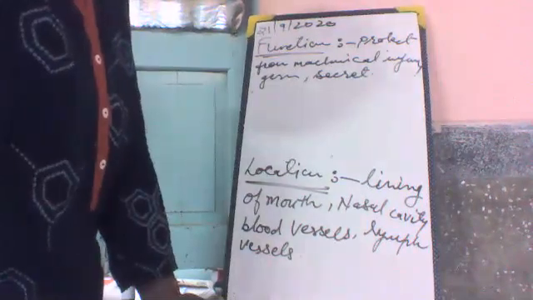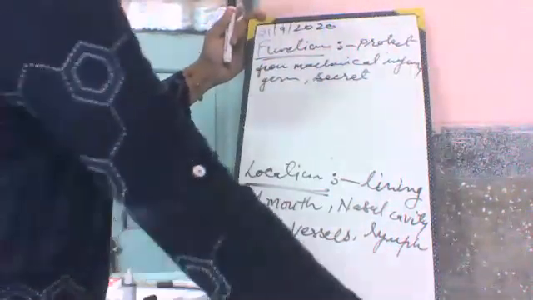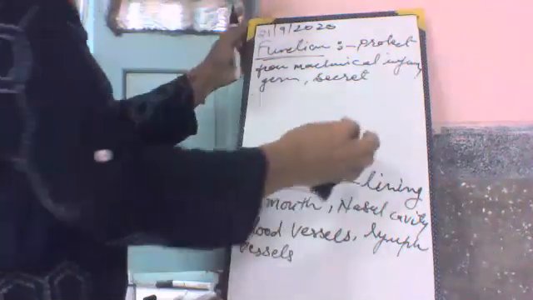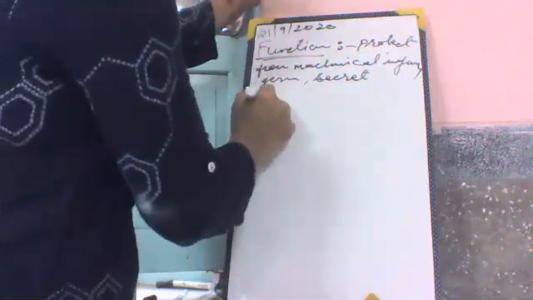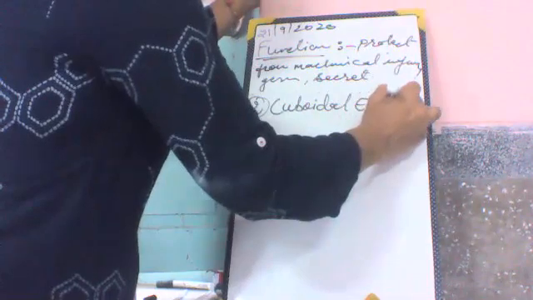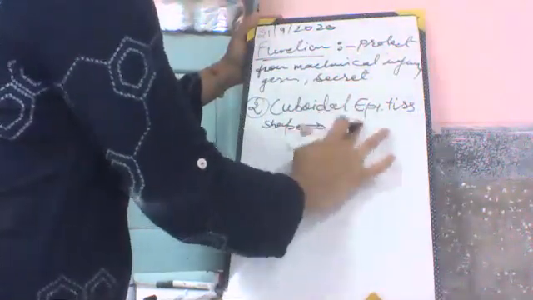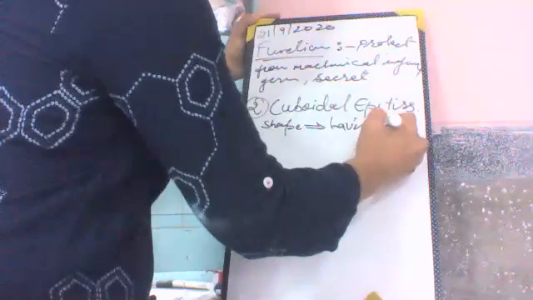The second part of epithelium tissues is cuboidal epithelium tissue. As the name suggests, they are in the form of a cube, having cells in a cube structure.